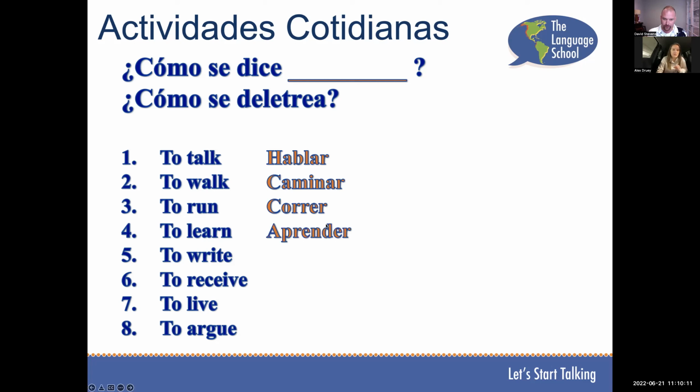So remember, Alex, this is what's called the verb infinitive. It's just the raw form of the verb. It hasn't been conjugated with a person yet. It's like what you might look up in the dictionary. This "to" in English is the equivalent to an AR, an ER, or what we'll see with these last four, an IR.